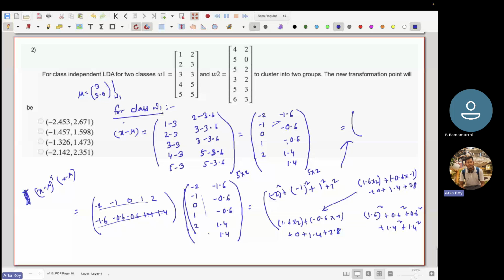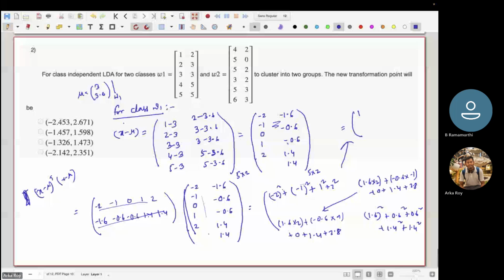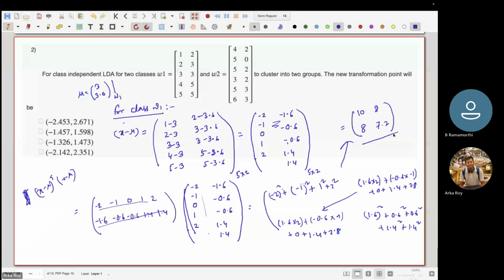So if you calculate this, it would be 10, 8, 8, 7.2. You also can check. Okay. Now this is for class omega 1. So we have got the mu and we have got the covariance. Fine.